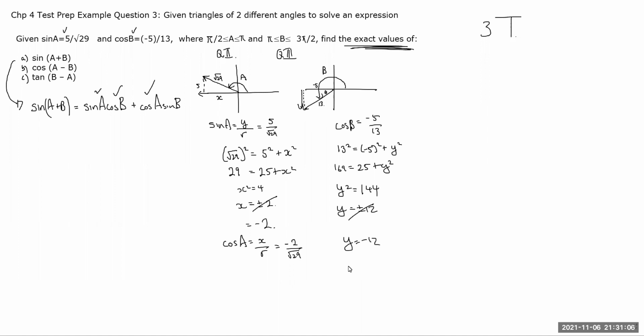It's underneath the x-axis. Therefore, y must be -12. Why is that important? Well, if cosine B is -5 over 13, that means sine of B has no choice but to be -12 over 13. Ta-da! We found it.